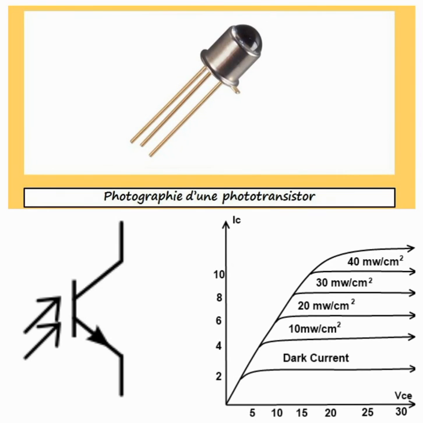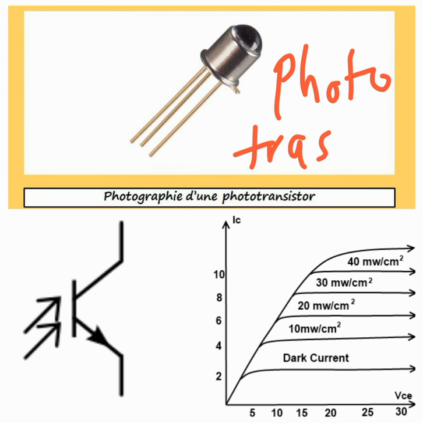Hello, so here we see a special type of transistor called a phototransistor. As the name suggests, it works on the principle of converting photons into proportional electrons. It's a transistor, and the symbol of this transistor is as shown in the figure.